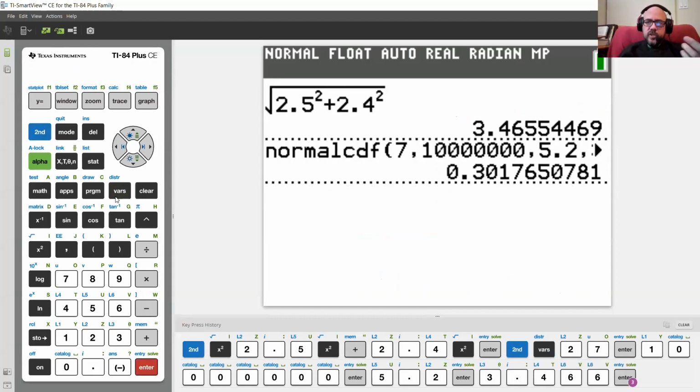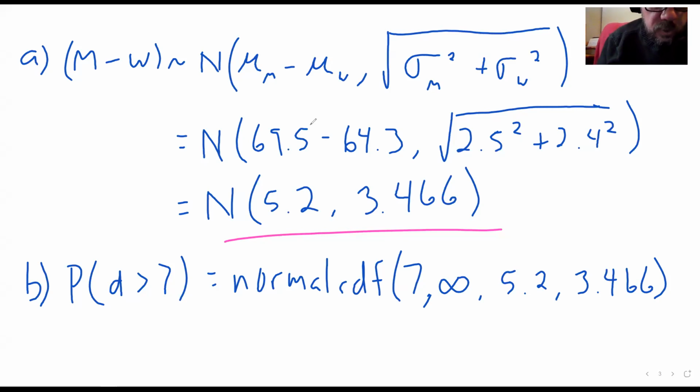30%, which sounds about right. If the average man is a little more than 5 inches taller than the average woman, then some of the time the man will be 7 inches taller, right? About 30% of the time, like it'll happen relatively frequently. So, yeah, let's go write that down, 30.2%. About equal to 30.2%.